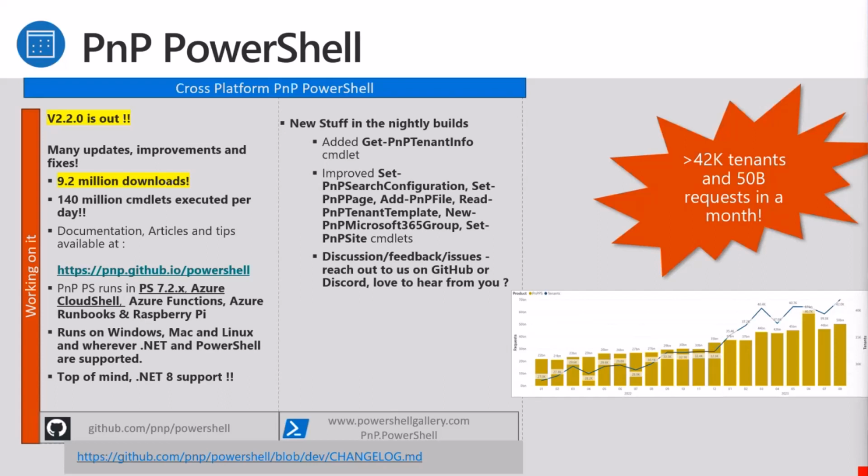Besides that, we have been not so lazy. We have also improved quite a few cmdlets here. So we improved the search configuration, the file upload, as well as the PnP tenant template, which Bert mentioned in the previous slide. So those PnP tenant templates now support stream and XML templates as well. And we also extended Set-PnPMicrosoft365Group to also support dynamic group membership. So yep, that was the update from us.